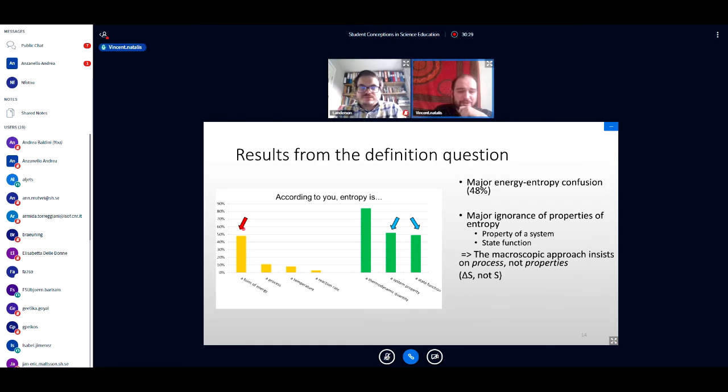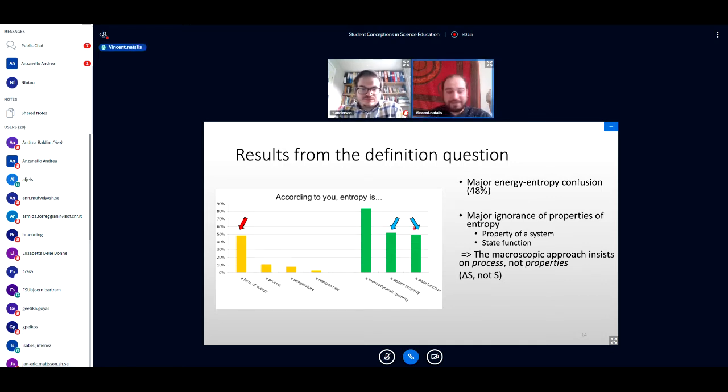With the red arrow here, you have the misconception that entropy is a form of energy. It's present at 48%. This is a lot, given the importance of the distinction between the two in a classical thermodynamics course. Of the qualitative answers obtained to justify these misconceptions, some spoke of the fact that entropy was a form of energy, as would be electrical energy or potential energy.